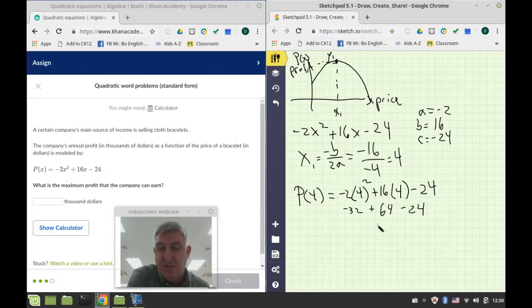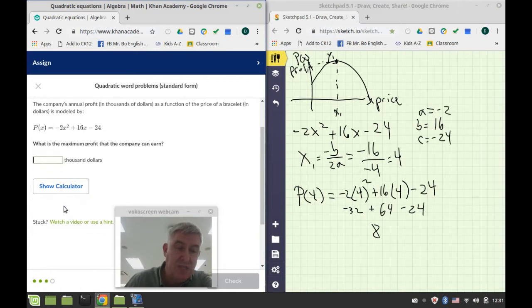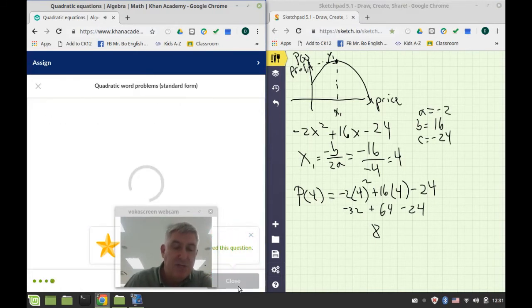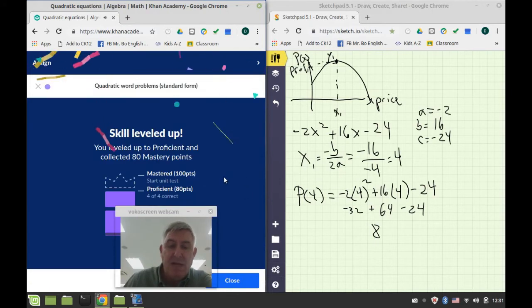Minus 56. So we're going to have 8 left, $8,000. So 8,000 is the maximum profit. Let me make sure I did that right. Okay, let's see. 4 squared is 16, negative 32, 64 minus 24, 40. Yep. Okay. So the maximum profit is 8,000. All right. So I hope that makes sense to you.